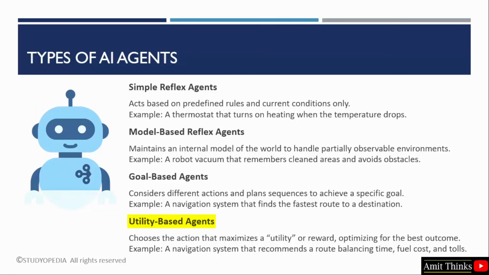Next we have utility-based agents. Here utility can mean reward. These agents choose the action that maximizes the utility or reward, optimizing for the best outcome. For example, you have a navigation system that will recommend you a route balancing time with the fuel cost and the tolls. We saw what are the different types of AI agents. We covered 4 types of AI agents based on their functioning.